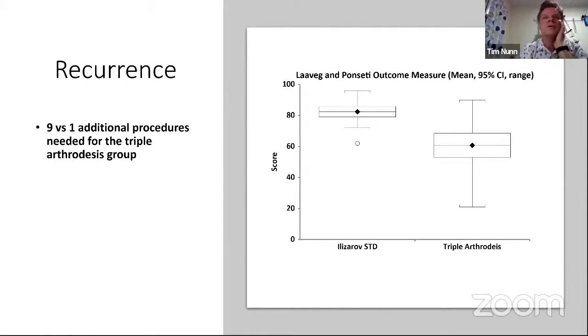And you can see on the right here, the outcome measures and scores using the Lavig and Ponseti outcome measure for the two groups. And there's a significant and obvious benefit in the Elizarov soft tissue distraction group. And this actually, when we looked at subgroup analysis, it was even more so in the younger age group. So those around the age of 8 or 9, Elizarov soft tissue distraction patients did very well, and moderately well in the older group as well. But the triple arthrodesis patients had a widespread, but generally they didn't function as well on the scoring.